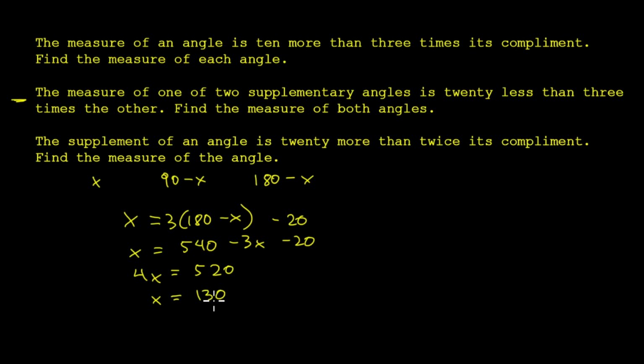So the supplement of that would be 50. So then 3 times 50 minus 20, that's 150. 150 minus 20 is 130, and we have our check.